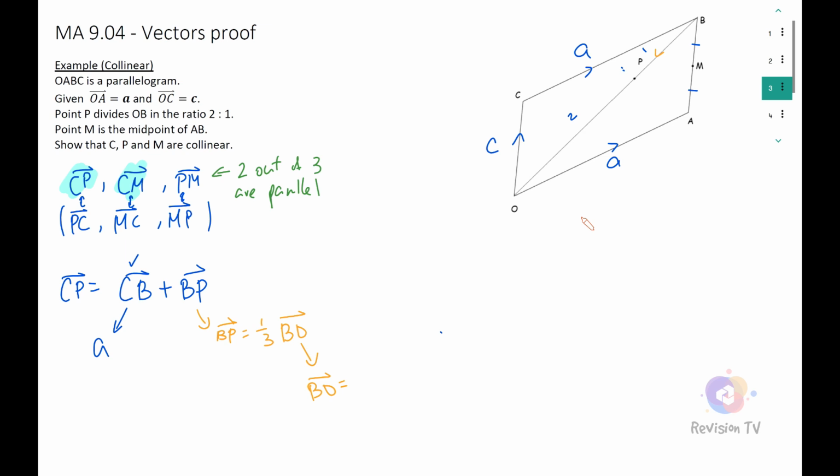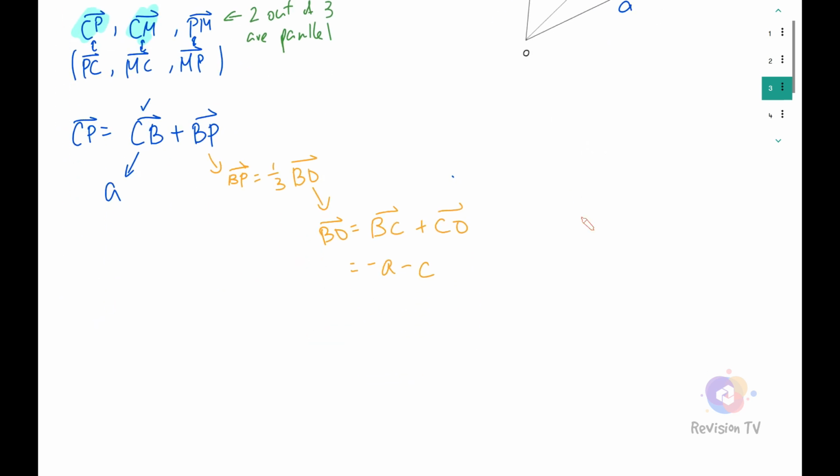So BO we can do from B to C and C to O. The good thing is the layers stop there, because we know BC is negative A and CO is negative C. You can see we are facing against the arrows. So negative A, negative C. Therefore, BP is now a third of negative A minus C, which is negative a third A minus a third C.